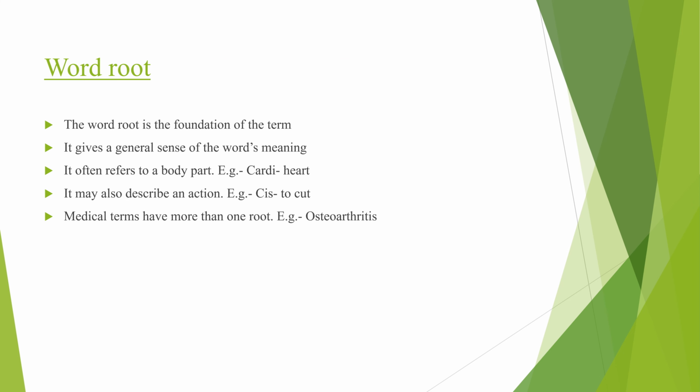As you saw in previous examples, the word root is the foundation of a term and it gives you a sense of the term's meaning. In many cases, the word root refers to a body system or body part. For example, cardi means heart. In other cases, the word root describes an action. For example, cis means to cut. Some medical terms such as osteoarthritis may have more than one word root. Osteo and arthro are the two word roots in this term, and there is also a combining vowel O and the suffix itis.